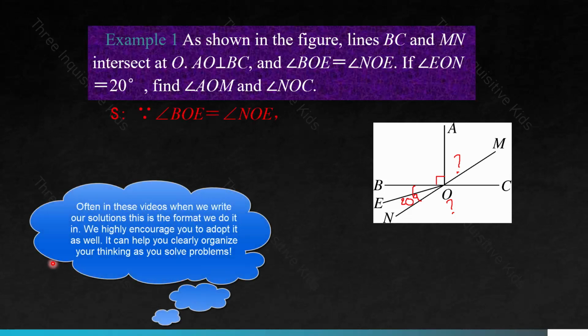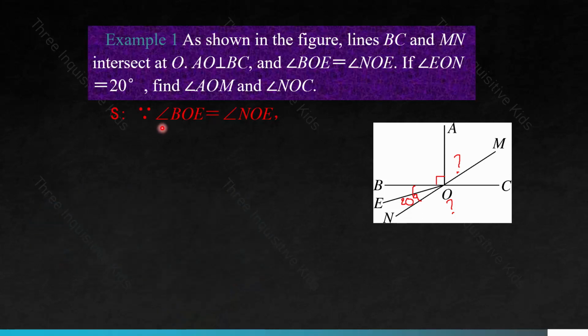Here's the solution. Because angle BOE is equal to angle NOE, therefore angle BON is equal to 2 times angle EON, which is equal to 40 degrees. Which also means that angle NOC is equal to 180 degrees minus angle BON. NOC right here is the angle we're trying to find.